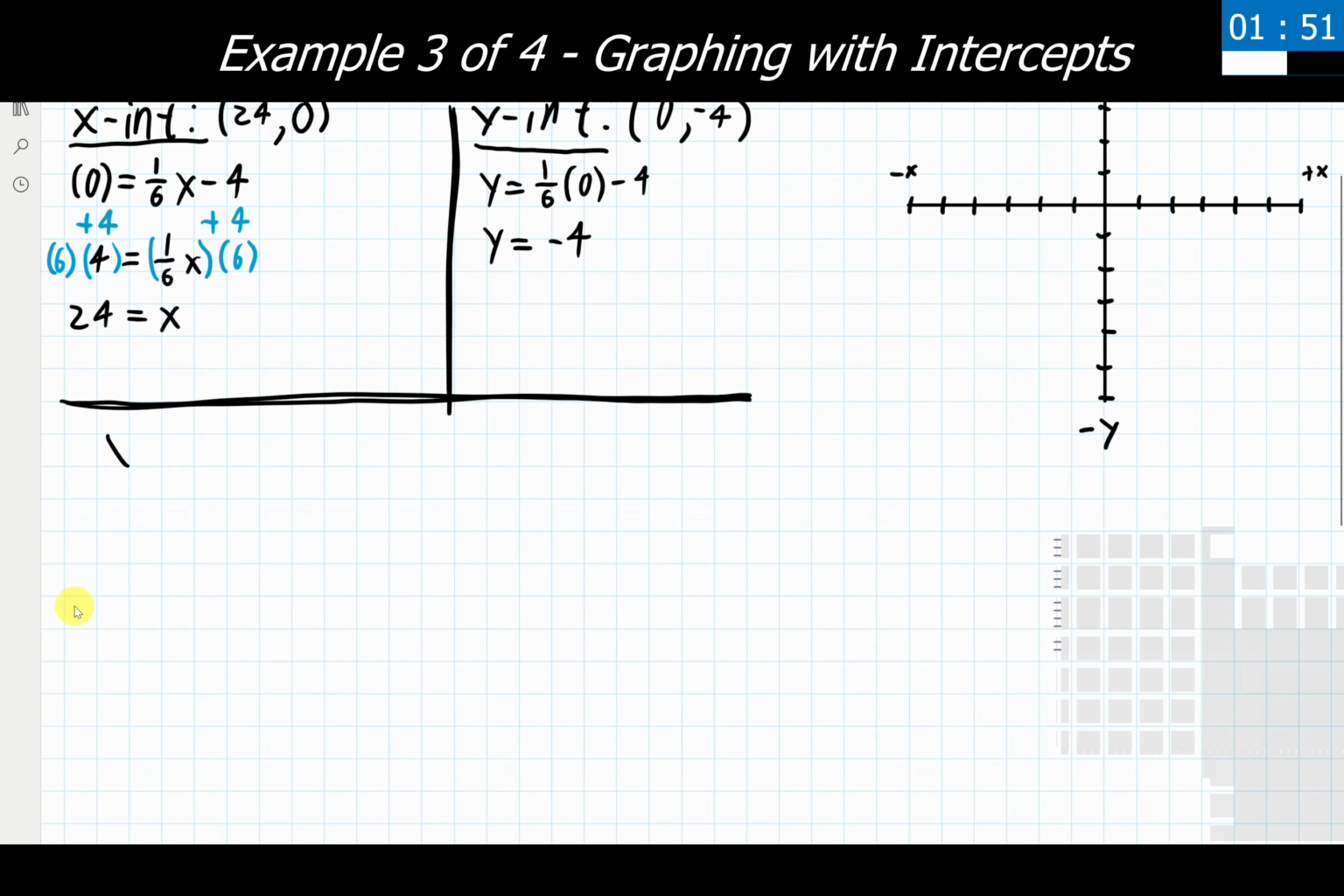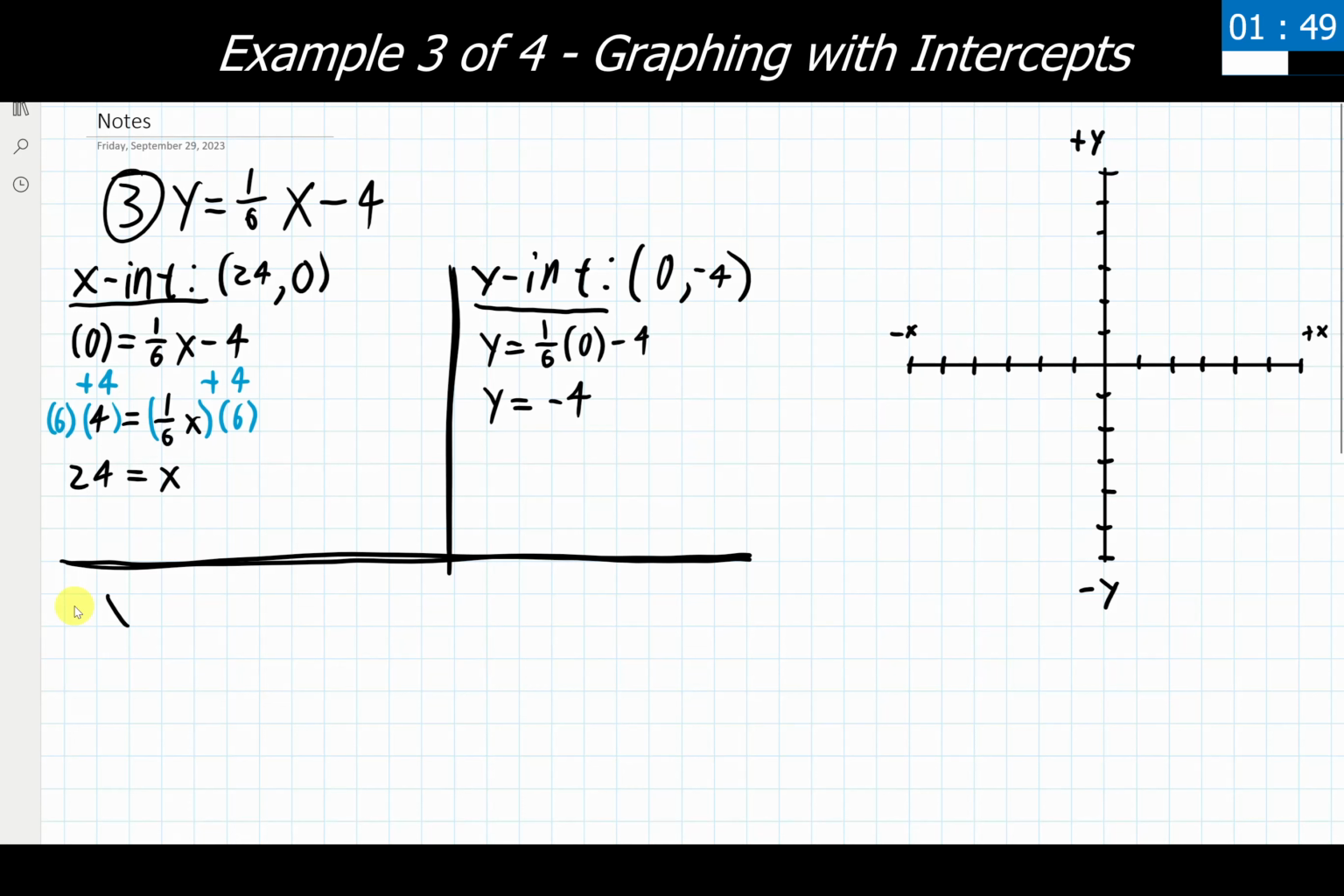Whoops. Other things are showing up. I don't know what that's about. Let's choose an x value of 6. Let's find out what our corresponding y value is.